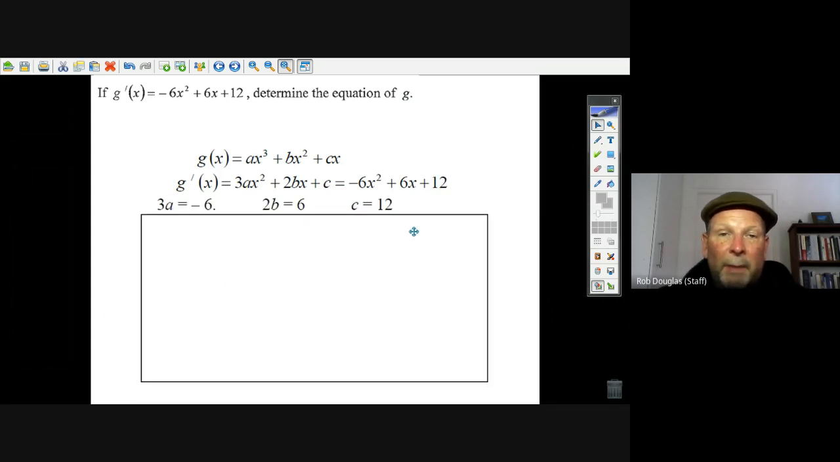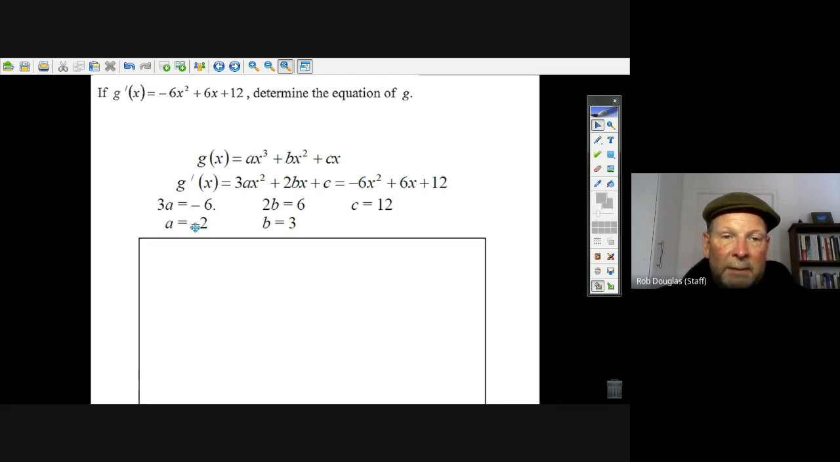Well, then just compare the places. 3a must equal minus 6. Look, it's in the same place. The coefficient of x is 6, so 2b and 6 must be equal. And c must equal 12. Well, there we've got it. a is minus 2, b is 3, and c is 12.